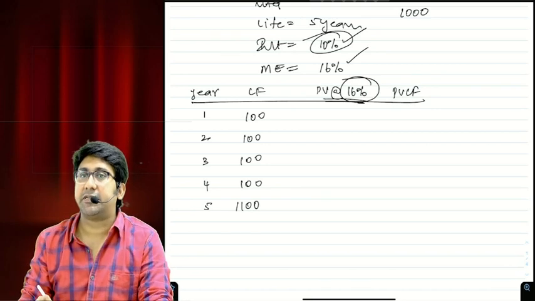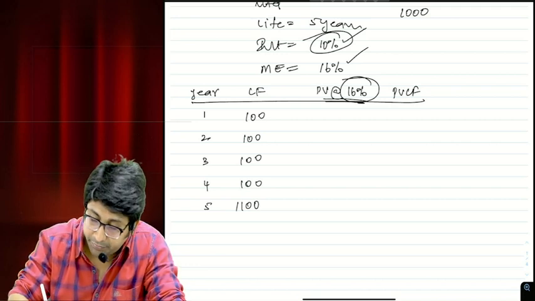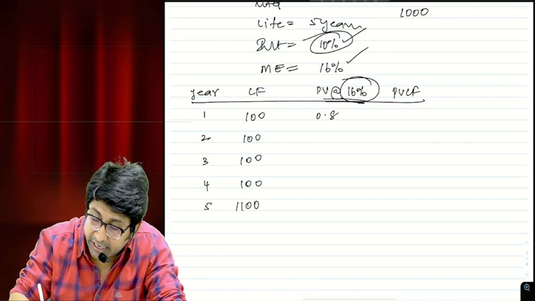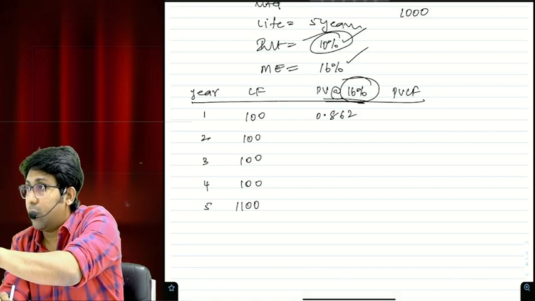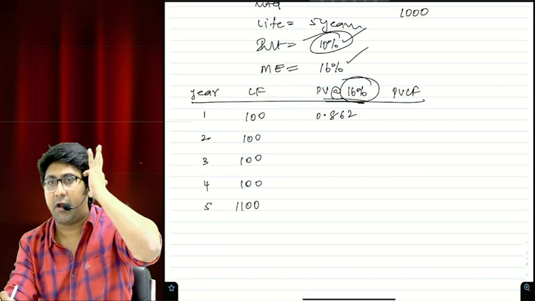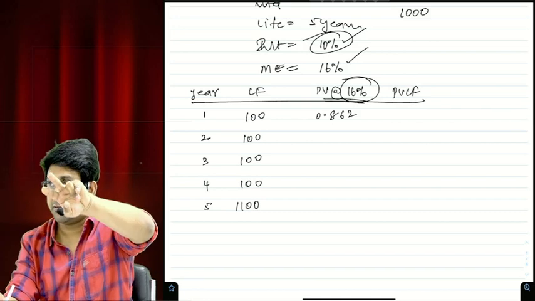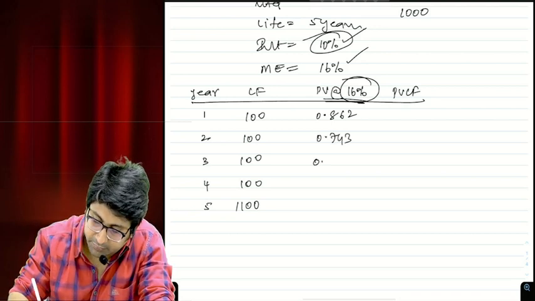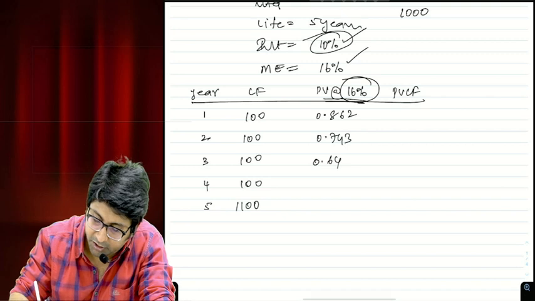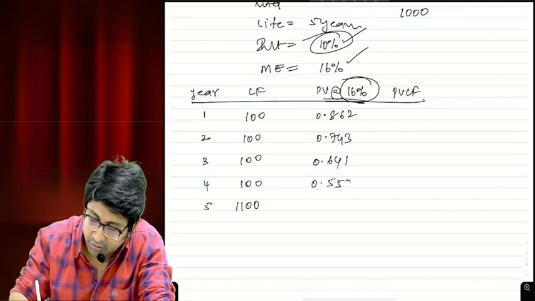PV at the rate of 16%: 1 by 1.16. Please tell me the numbers very fast. 0.862. Always use only 3 digits, because the answers given by the ICAI will come after rounding off to 3 digits. 0.743. Next. 0.641. Next. 0.552. Next.